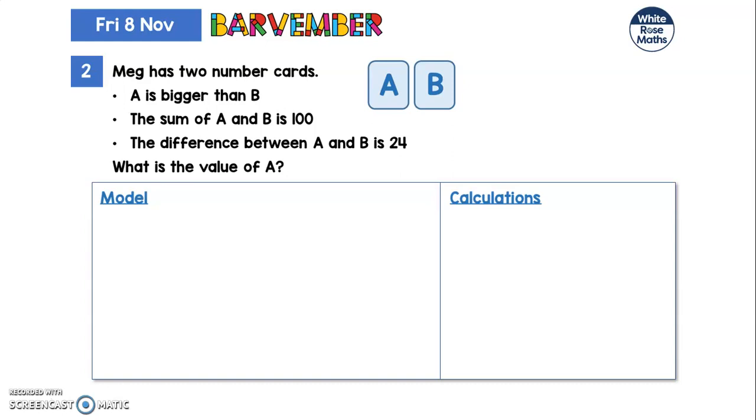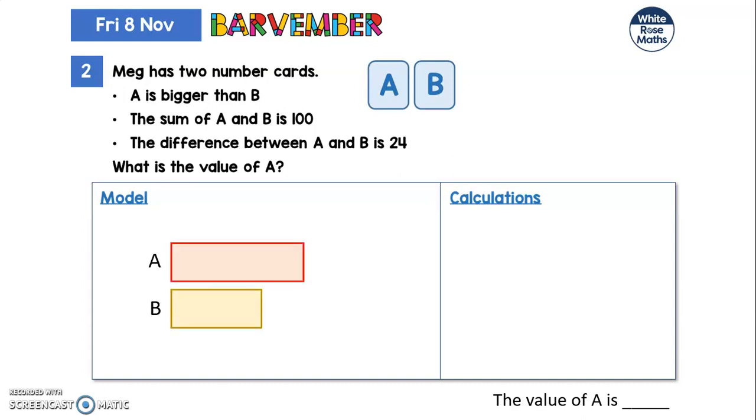Question 2. Meg has 2 number cards, A and B. A is bigger than B. The sum of A and B is 100, and the difference between A and B is 24. What is the value of A? So this is a comparison bar model. We know that A is bigger than B, so that's got the bigger bar. And we know that the difference between A and B is 24, and that the sum is 100.